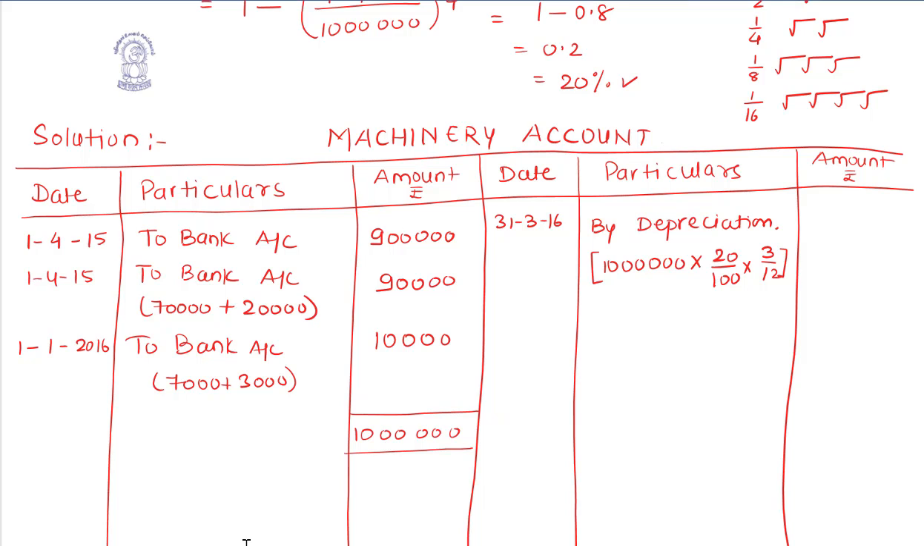Why? I'll tell you. See students, over here you had seen that we have purchased the machinery in the month of April, but it is put to use in the month of January, 1st of January 2016. That means installation is actually done in January 2016. So January, February, March, only 3 months depreciation needs to be calculated. So 10 lakhs multiplied by 20 by 100, multiplied by 3 by 12, it is 50,000.